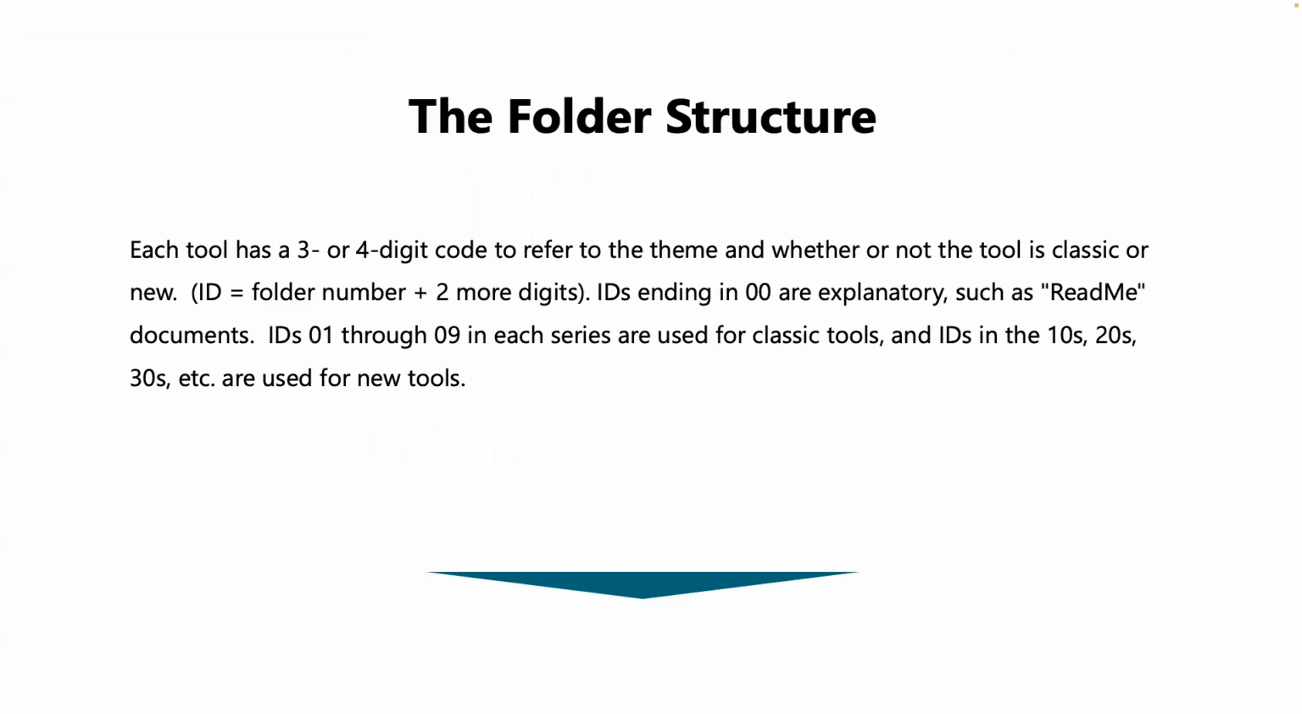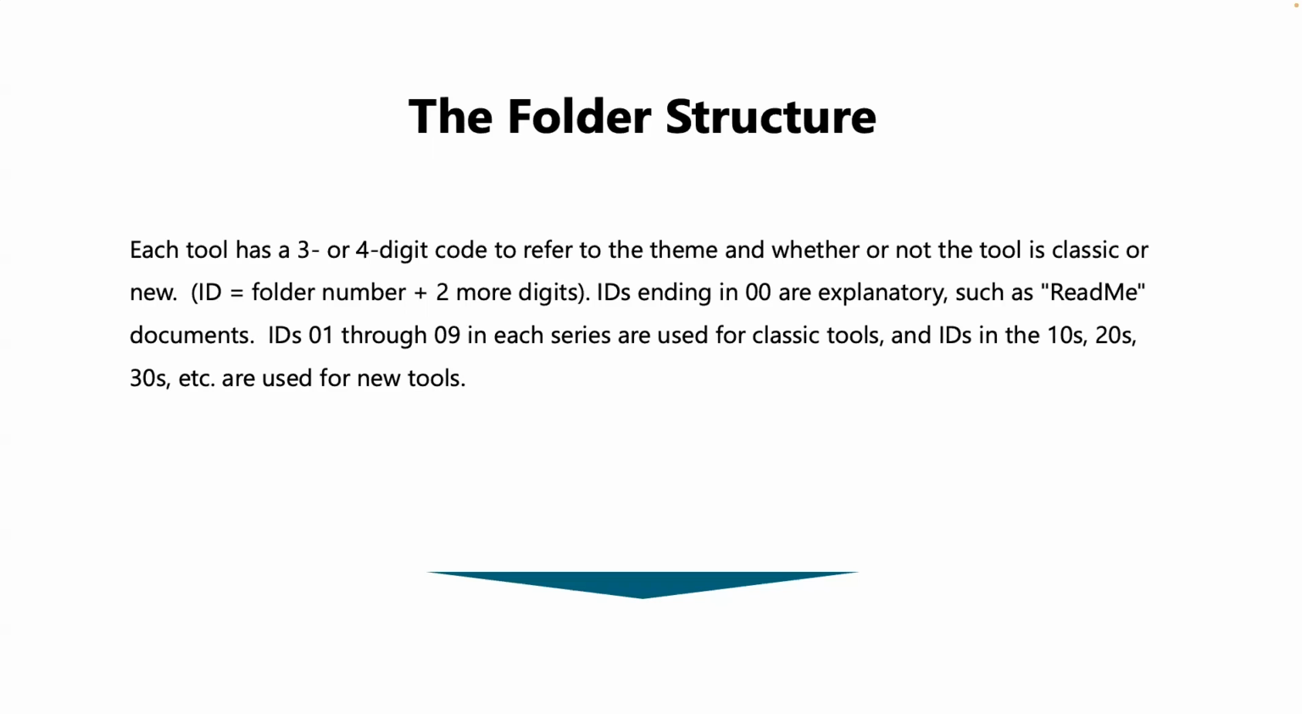Each tool starts with ID, which is followed by which folder it is in, and 2 more digits. So this makes each tool or ID easily identifiable by its 3 to 4 digit code. This code refers to the theme of the tool and whether or not the tool is classic or new.